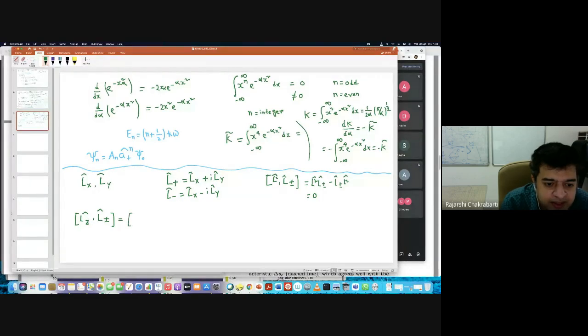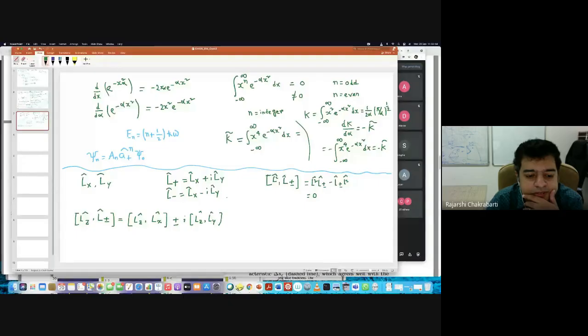The answer is as follows. If I write like this, it is [LZ, LX] plus minus [LZ, LY] times i. I can take common LZ, LY. Is this clear to all of you? I think it is clear because I'm using the definition of L plus and L minus. When I consider L plus, this is plus. When I consider L minus, this is minus.